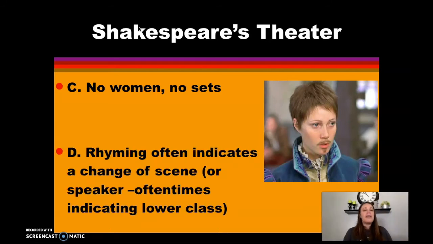Rhyming often indicated a change of scene or speaker. Sometimes it would indicate a lower class. I know that you watched the video the other day that said, what did it say? Oh, the verse was typically reserved for the upper class, but sometimes they would overdo it in order to emphasize the lower class and their kind of silliness.